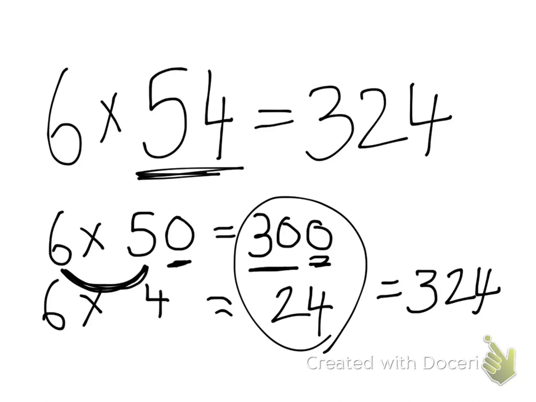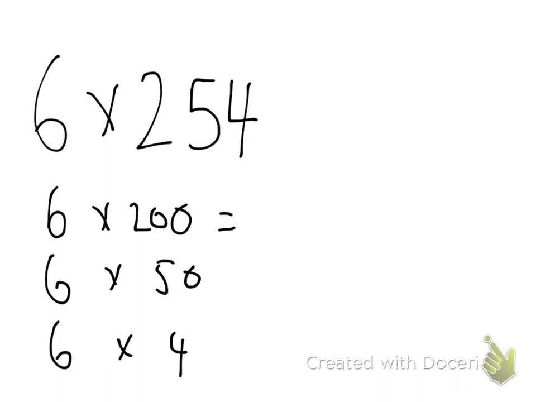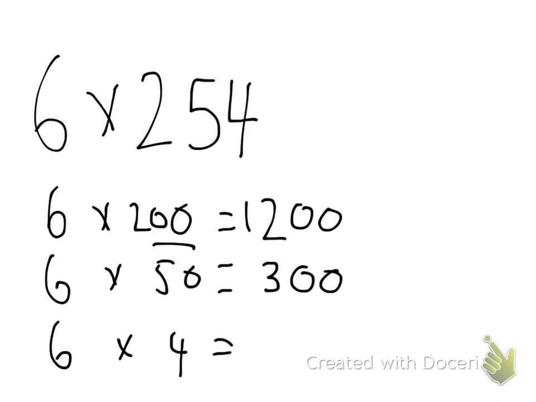You can use this even if it's larger digits. So you can equally solve this same sort of thing with 6 times 254. It's really not that hard. What's 6 times 200? What's 6 times 50? And what's 6 times 4? Well, 6 times 2 is 12, and we just put the extra 2 zeros on this time. 6 times 50, we just worked that out. That was 300. And 6 times 4 is 24.